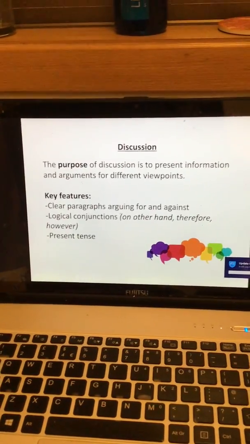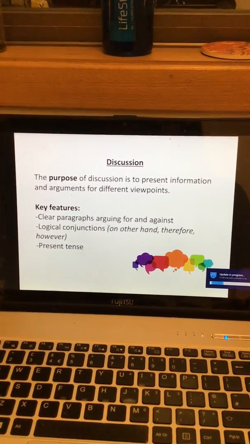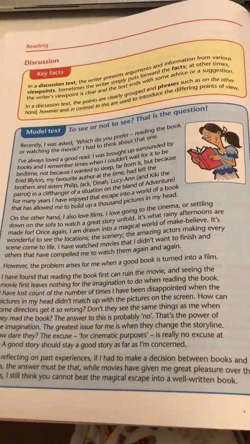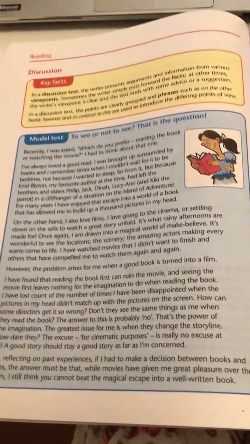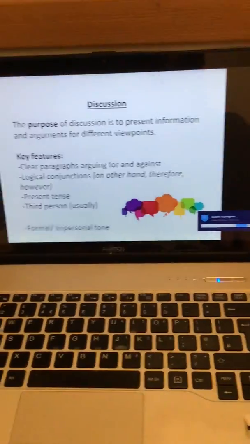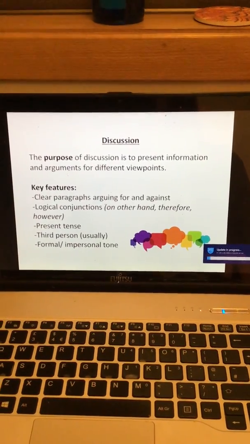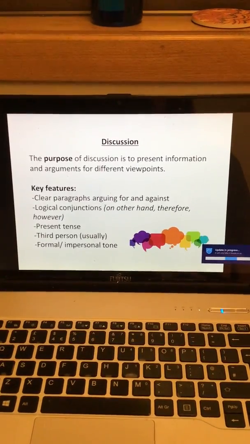The next feature is present tense. Normally discussions are in the present tense because they're discussing an issue right now. And normally the third person, this is actually an exception, this text, because this person is discussing their preferences. But normally discussions are about issues which are written in the third person. Okay, so those are your features. Oh, and a formal impersonal tone. So you're not talking to anyone, you're not chatting with your friend, you're talking about something in general for anyone to read. Okay, so let's look at the questions.